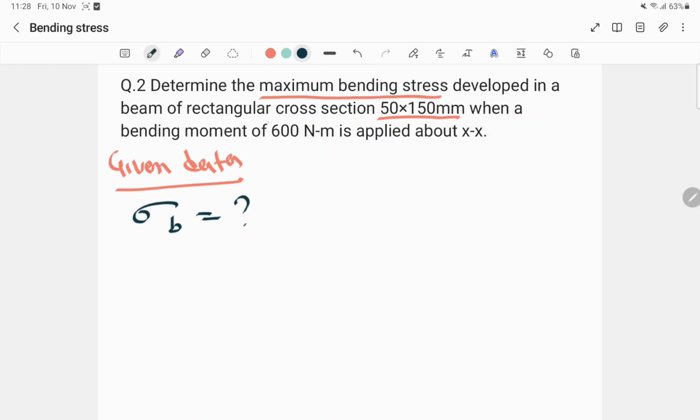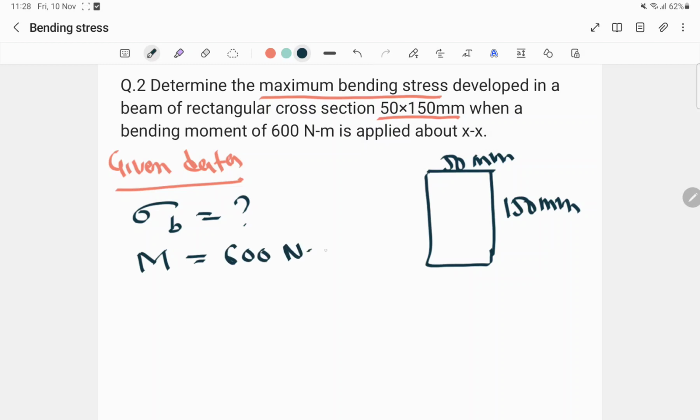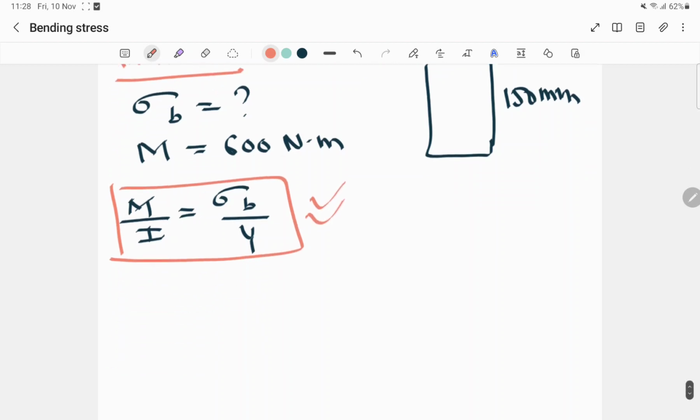Here the beam is of rectangular cross section, 50 mm by 150 mm, and the bending moment M is also given, that is 600 Newton meter. Now we know the formula for finding the bending stress, that is M by I is equal to sigma b by y. So this is the formula for finding the bending stress.